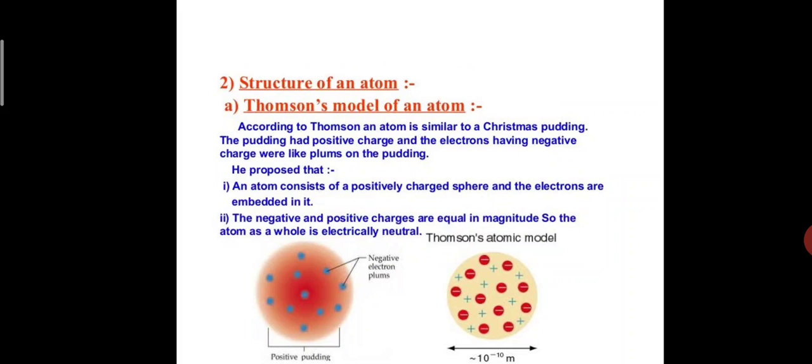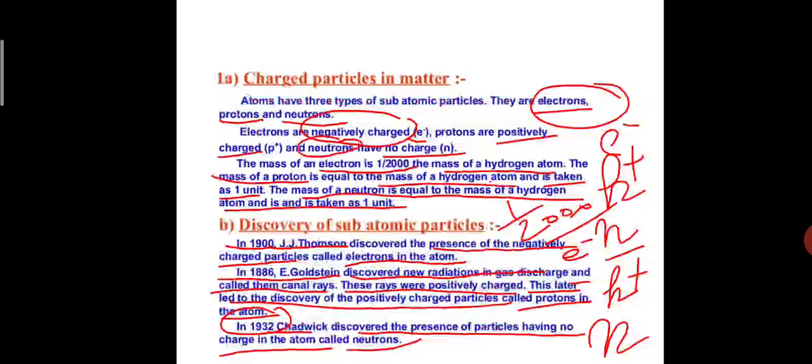And what are canal rays? Yes, tell me, what are canal rays? In 1886, Goldstein discovered a new radiation in gas discharge called canal rays, and these rays are positively charged, and this later led to the discovery of the positively charged particle called the proton in the atom.